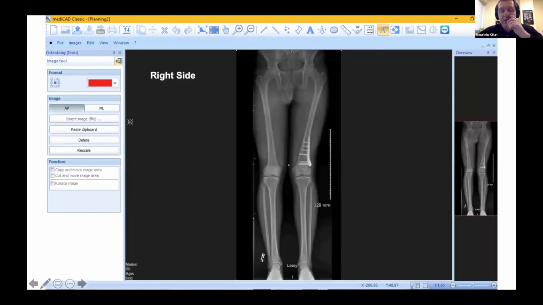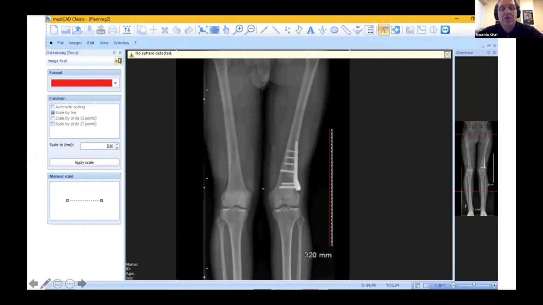And then when I take the long leg, I'm going to show you, this is the first interface. You import the picture directly from the PACS system, or you can do a copy-paste from a JPEG picture as well. In this case, you're going to do the right side. The first thing to do is to have a calibrated X-ray, a calibrated long leg standing X-ray, because then you're going to have a scale. You can use the spheres or a scale to measure and to have a kind of calibration of the X-rays.